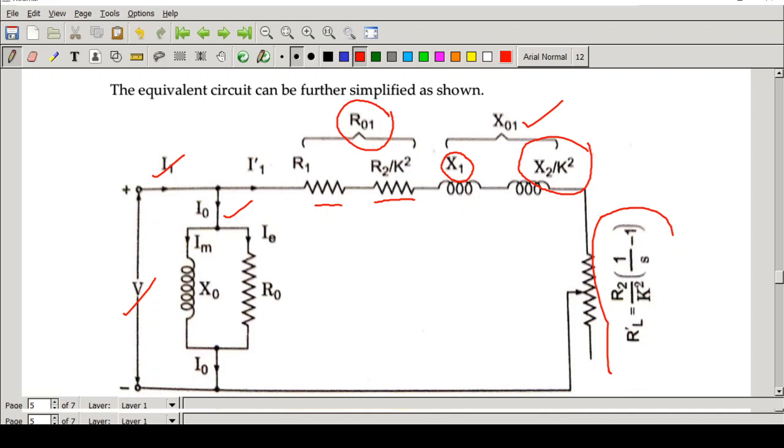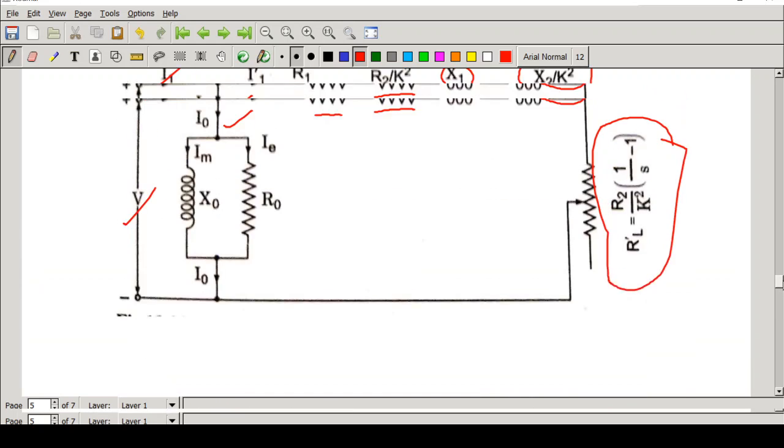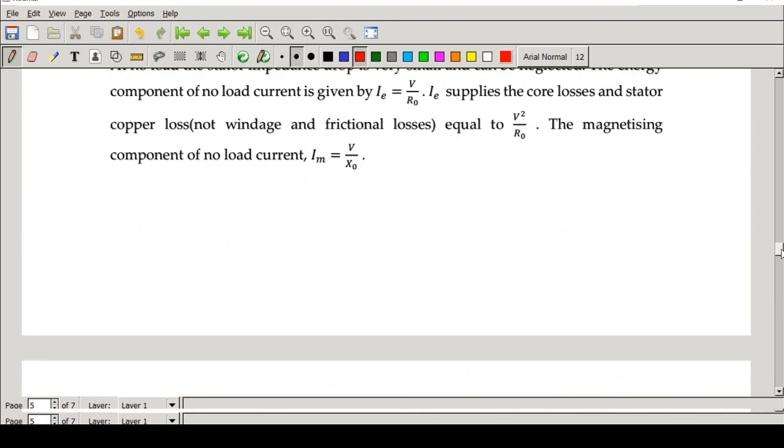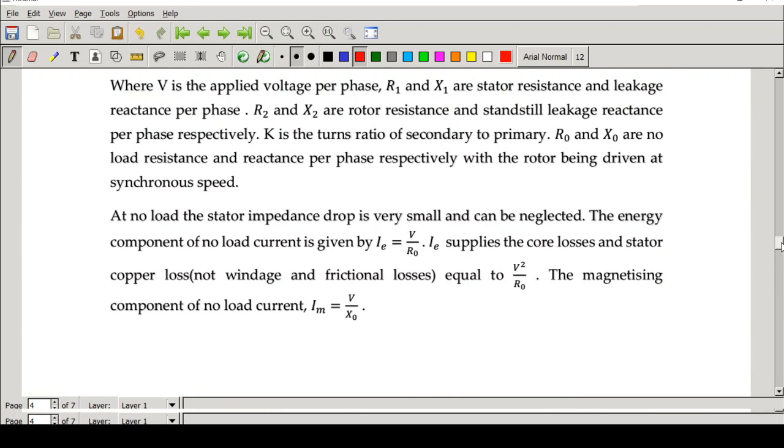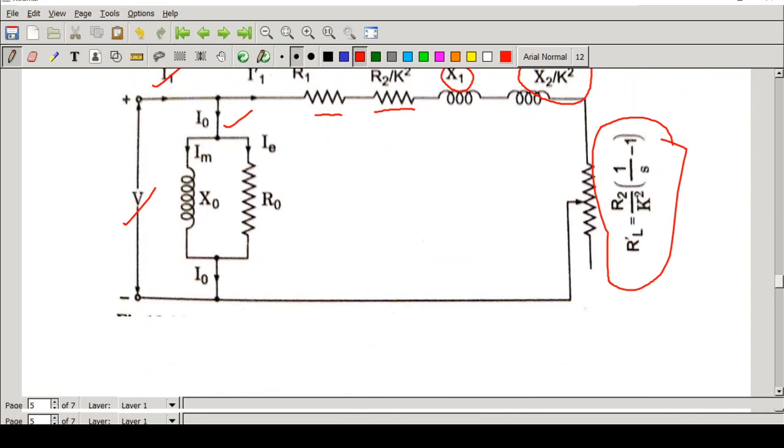This will remain the same. This represents the electrical load. So this is the equivalent circuit of a three-phase induction motor. Okay, so actually why we are using this equivalent circuit is that it helps us to analyze the study of three-phase induction motors better. That is why we are using this equivalent circuit diagram. Okay, now later on we will study how to determine these equivalent circuit parameters.